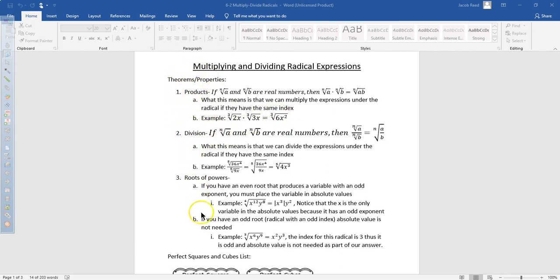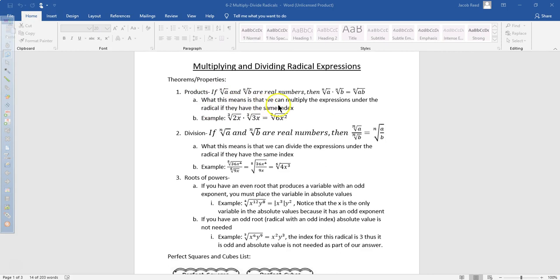At the beginning of this video, we'll talk about a few theorems and properties that we have in Chapter 6, Section 2, one of those being the product of radicals. If the nth root of a and the nth root of b are real numbers, then the nth root of a multiplied by the nth root of b will equal the nth root of a times b.